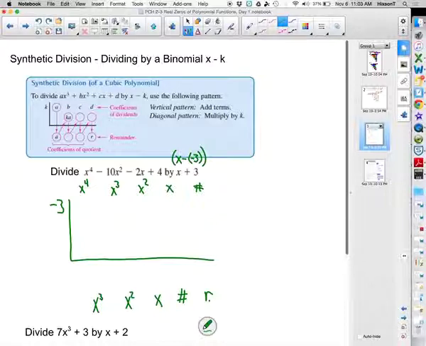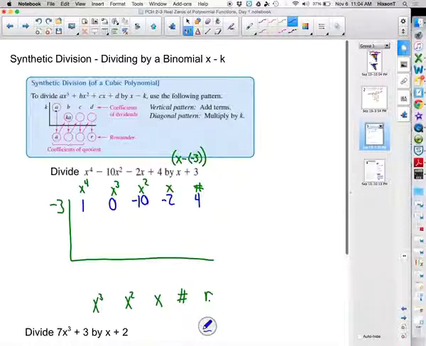So, how does this whole process work? First of all, notice here it says we're going to put A, B, C, and D across the top. Well, A, B, C, and D are the coefficients of our powers of x. So we had 1x to the fourth. We didn't have any x cubed. We had a minus 10x squared, a minus 2x, and then our constant was a positive 4. Okay?